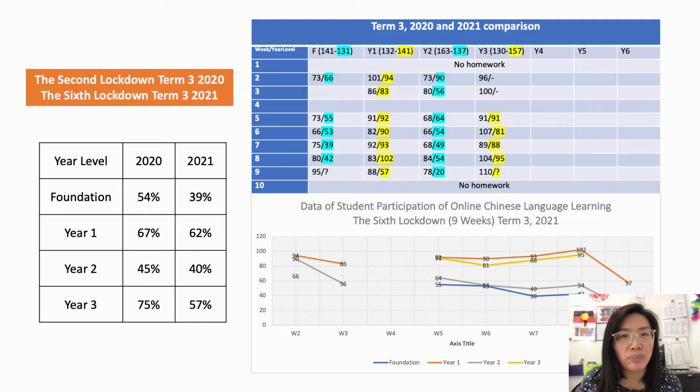Then there's a big contrast between 2020 and 2021 students' participation rates. For both terms we collected 9 weeks of data, but you can see from the data I've put here, from foundation to year 3, all the participation rates decreased significantly. This made us wonder what happened with this decrease.